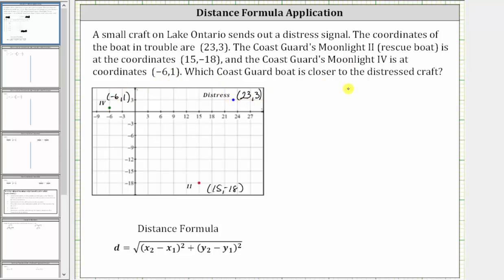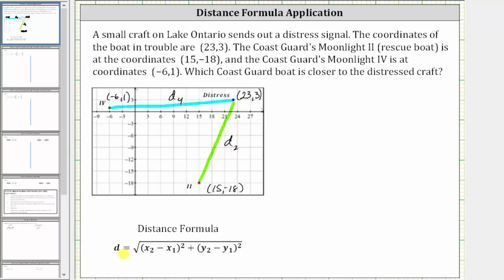Which Coast Guard boat is closer to the distressed craft? To answer the question, we need to find the distance from boat 4 to the distressed boat, this distance here, as well as the distance from boat 2 to the distressed boat, this distance here. To keep things organized, let's call this distance d sub 2. We'll call this distance d sub 4.